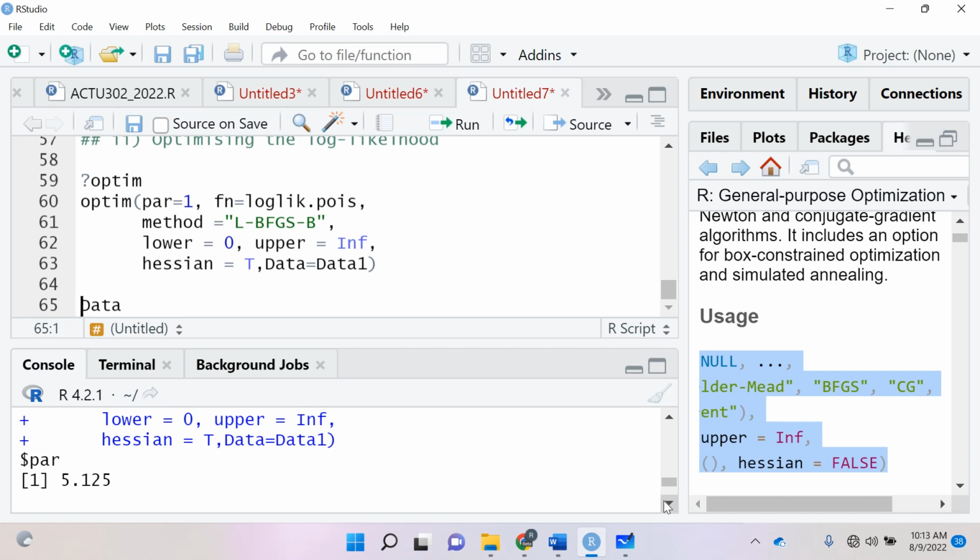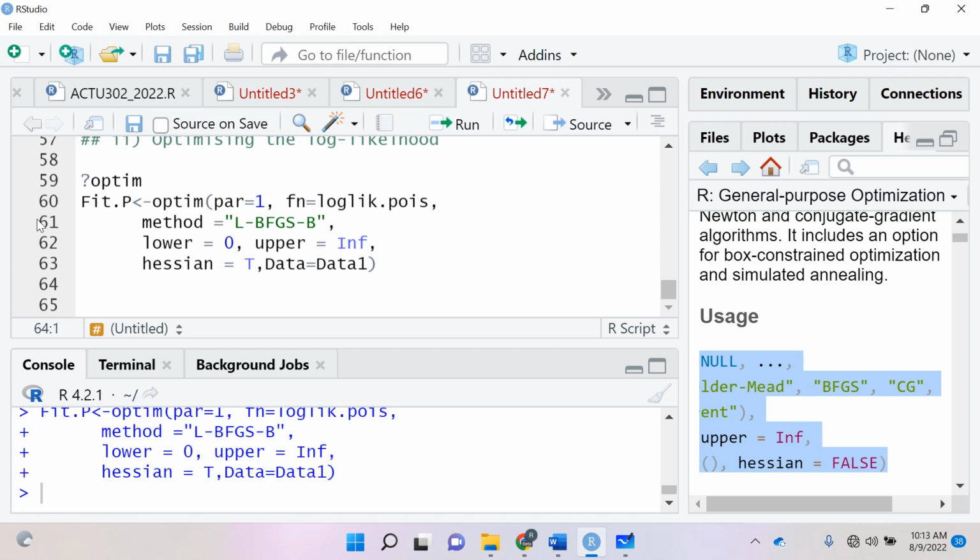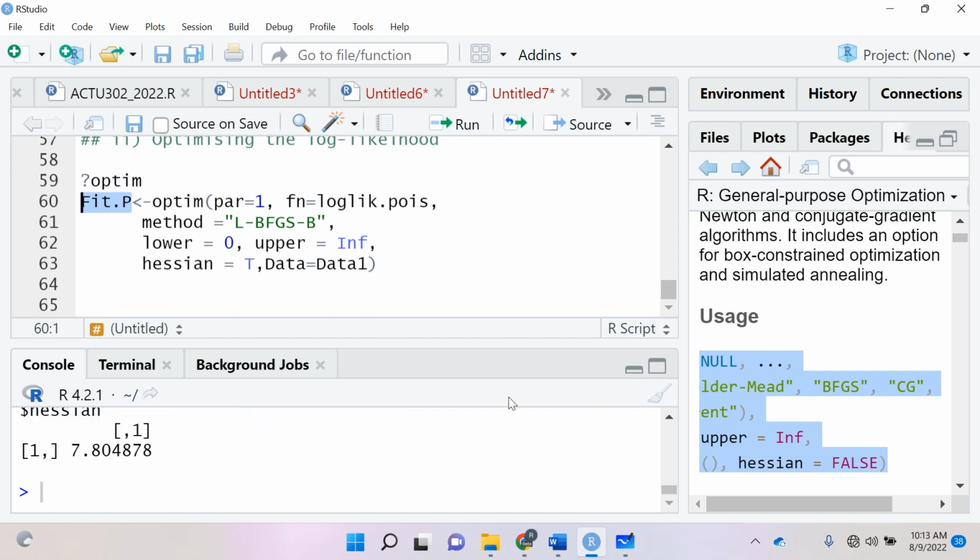Okay, so what else do we do now? That's the first example where we have done our own. So I said I'm going to do the fit.p, our Poisson. If I run this and display it, it will give me all the results. Okay, like that.